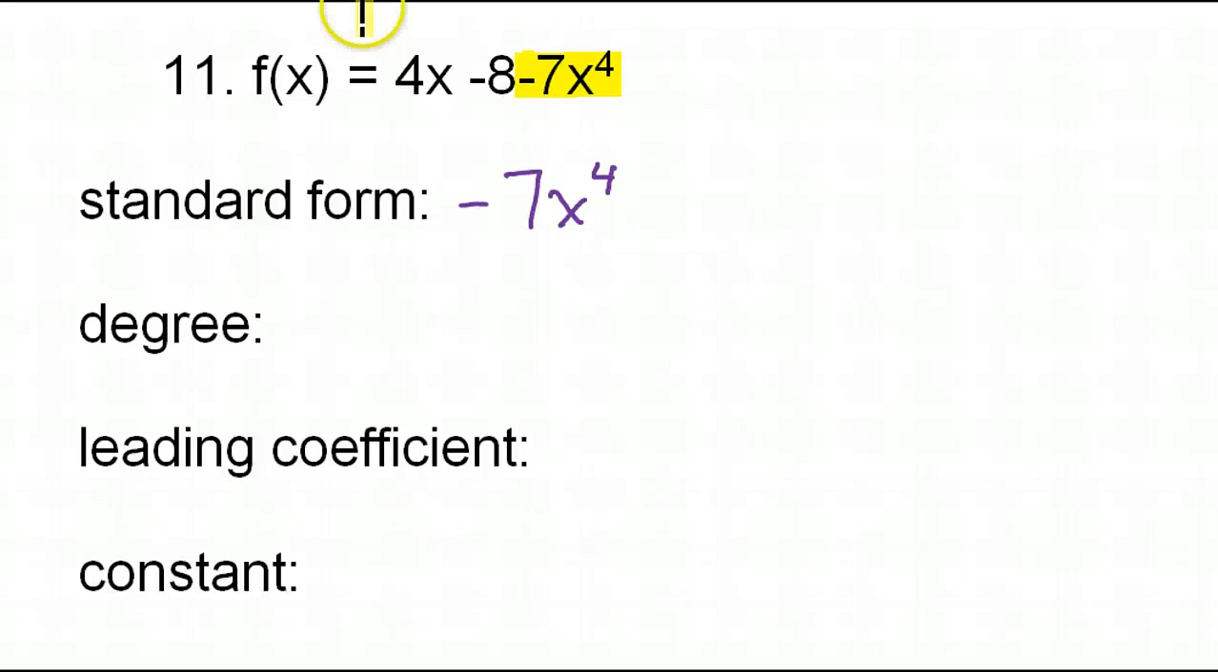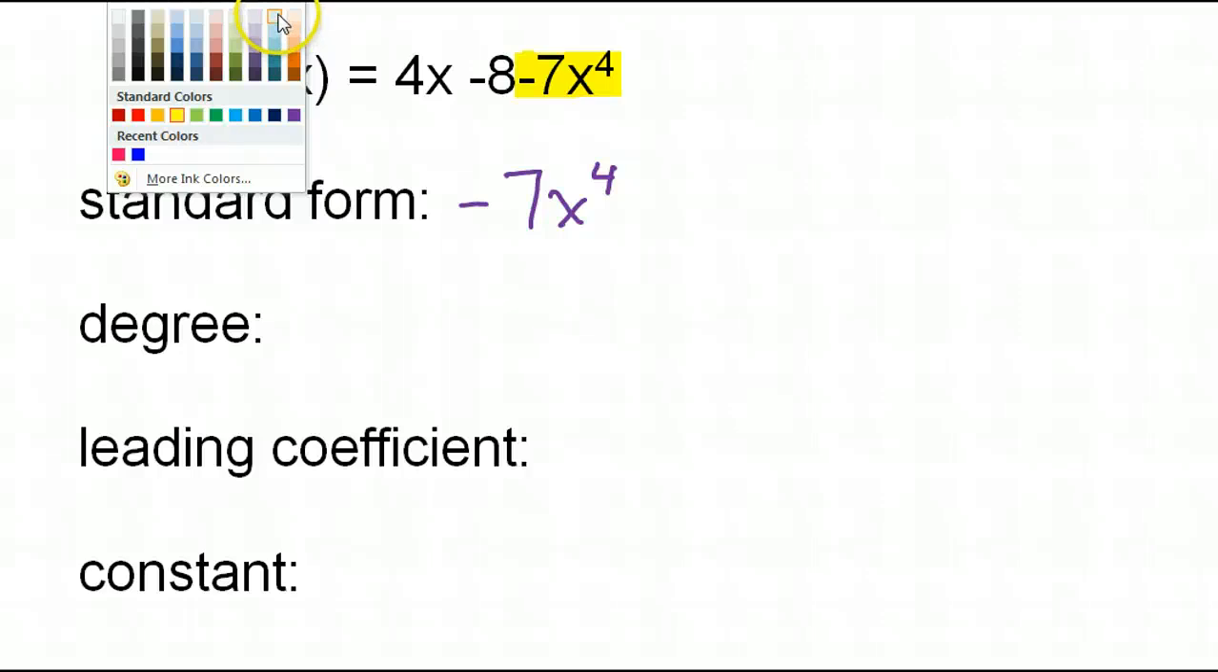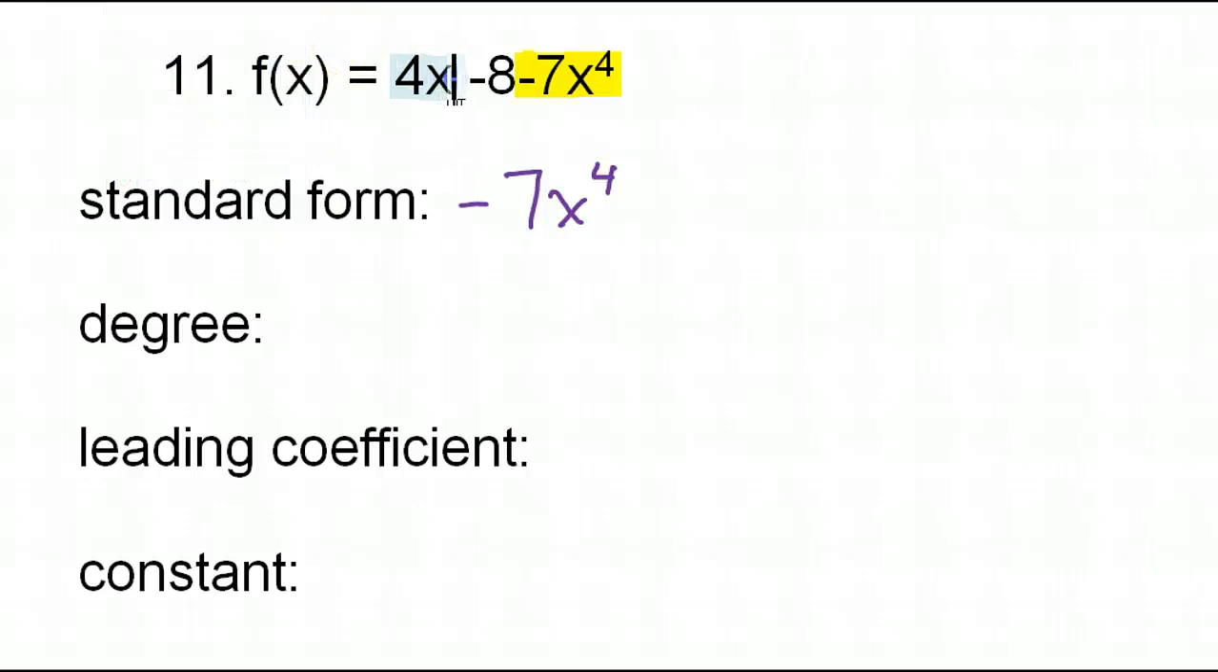Next is going to be the x term. Okay, that positive 4x is next, so I will put positive 4x. And then that negative 8 is the last. Alright, decreasing exponential order. 4, 1, none. Now the degree. The degree is going to be that highest power. So in this case, the degree is 4.